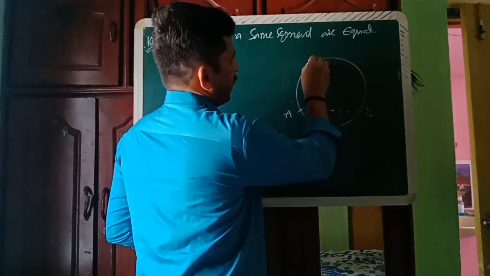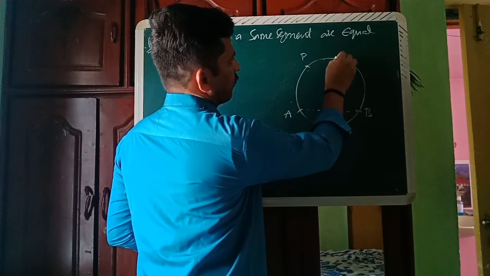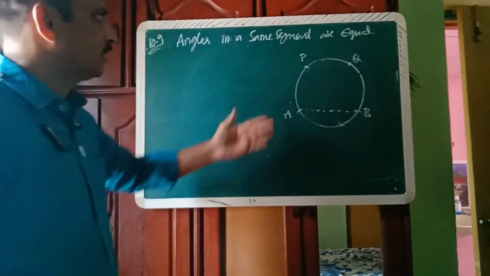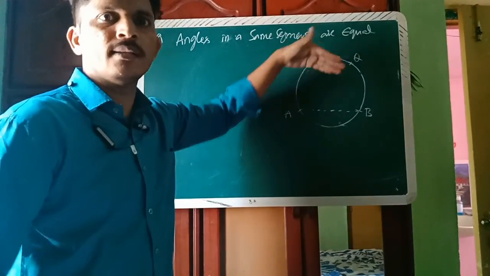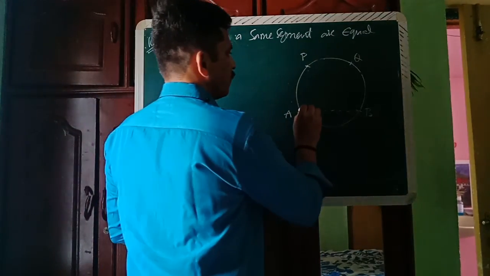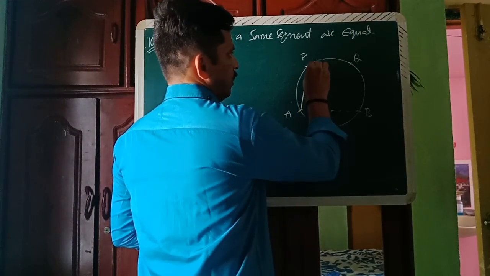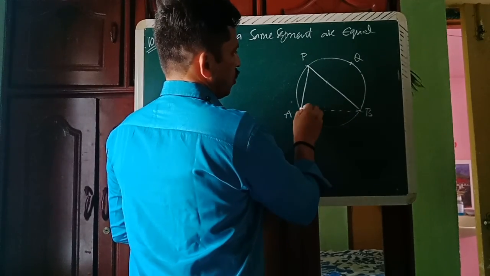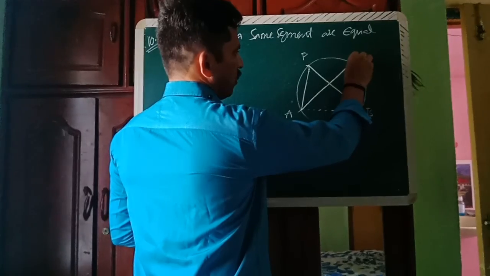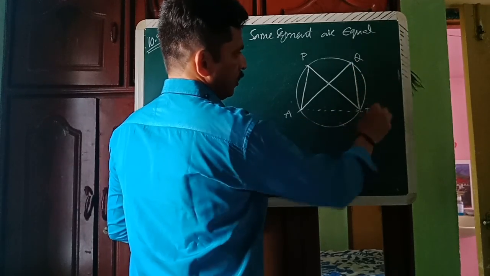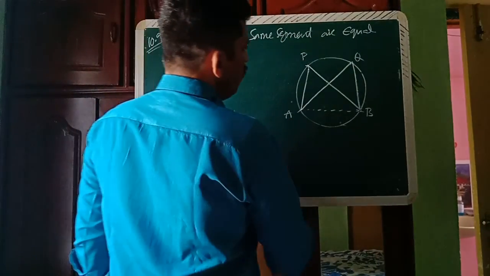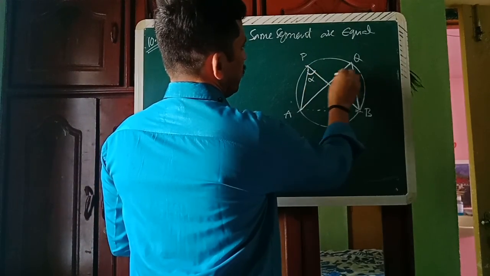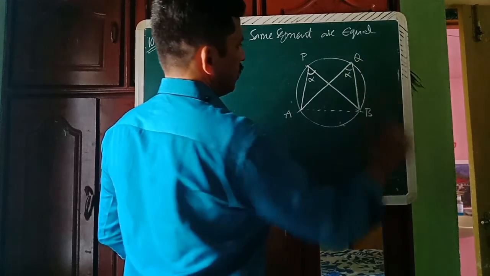Here I'll take two points P and Q in another segment, not the same segment. Join AP and PB. Join AQ and QB. See here how these two angles are equal. So that is our theorem.